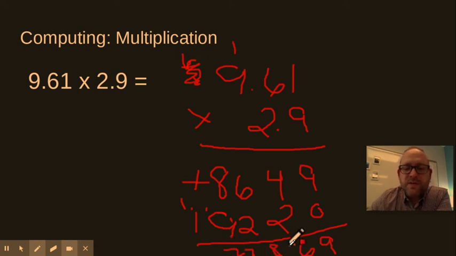All right, so I have 2, 7, 8, 6, 9. I've got a lot of digits. And now I need 1, 2, 3 digits behind my decimal point. So 1, 2, 3 over 27 and 869 thousandths.